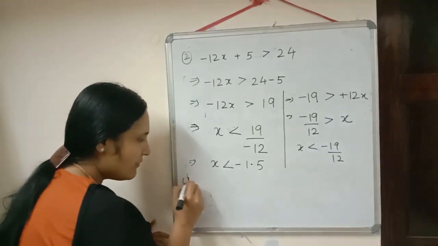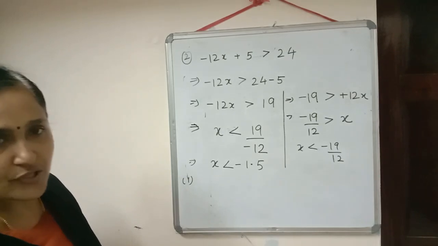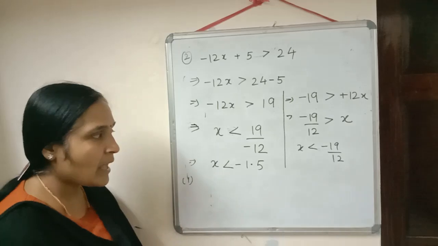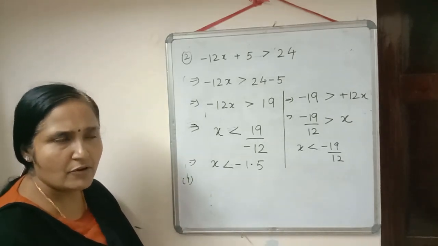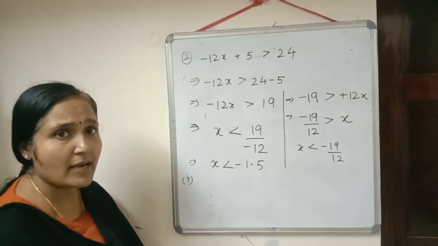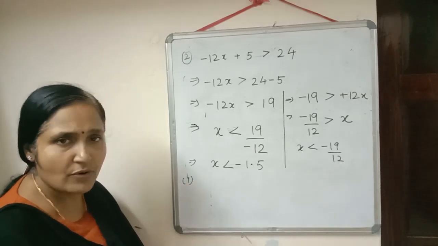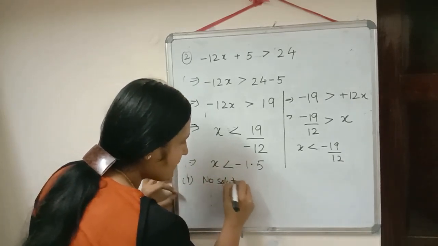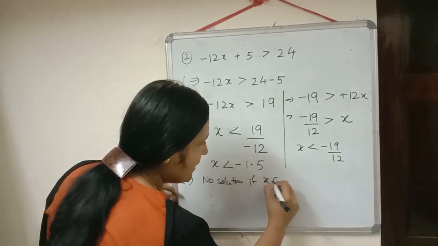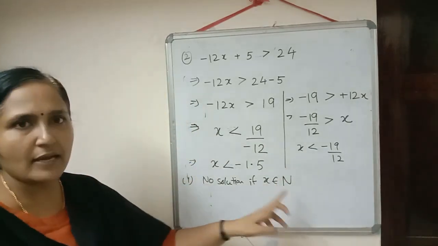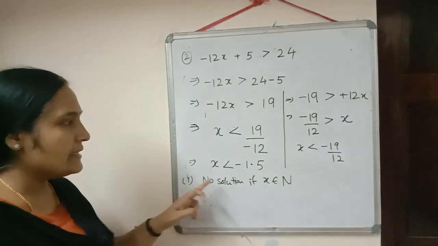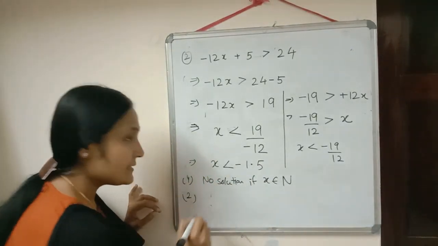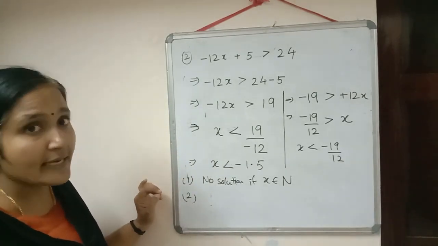Now first case. First case is when x is a natural number. So we have to write down a natural number which is less than minus 1.5. Do we have any natural number which is less than minus 1.5? No, we don't have any natural number. So just write down there, no solution. No solution if x belongs to N. If x belongs to N, meaning x is a natural number, then we don't have a solution for this inequation.